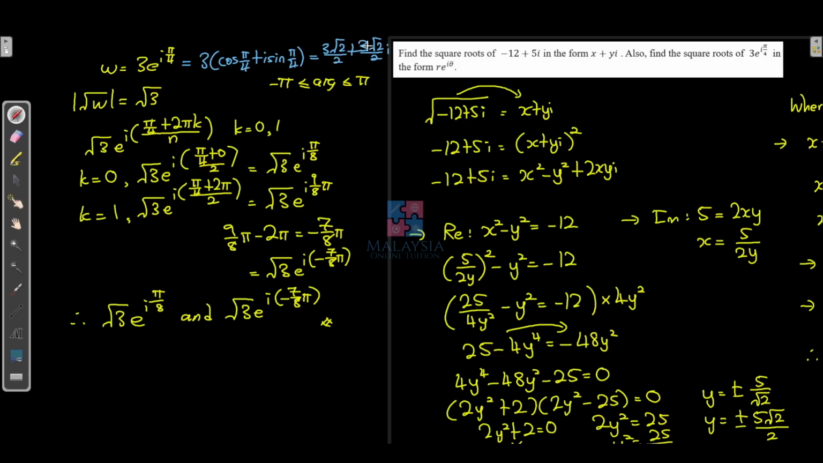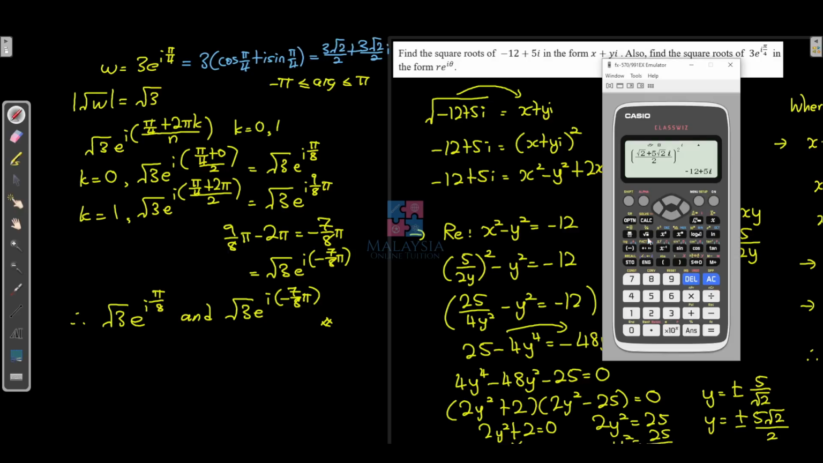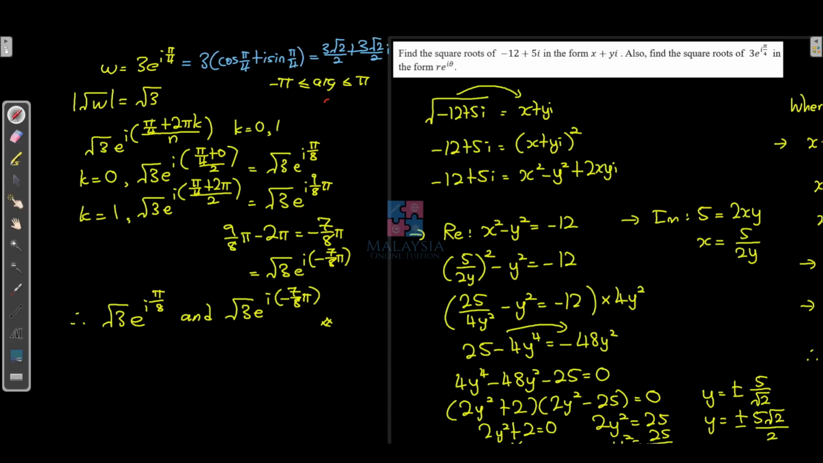So what we are going to do is the same as what we have done for the previous question just now. We are going to check whether, when we square the square roots that we found just now, we get this again. Okay, so let's check first. 3 square root 2 over 2, what is the value? 2.121, okay? So please remember this value, 2.121. Okay, so now let's check.